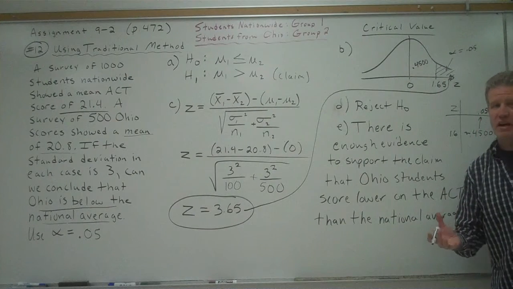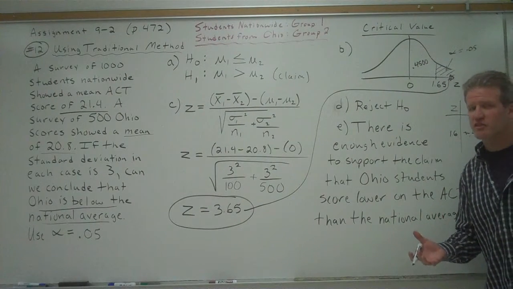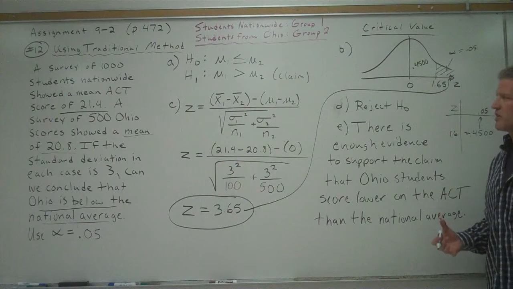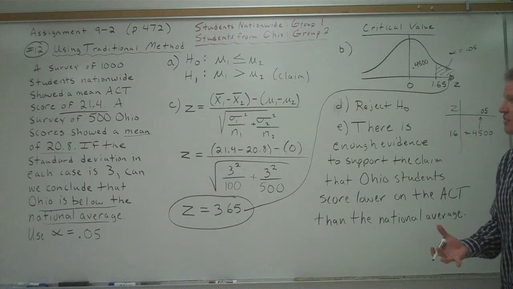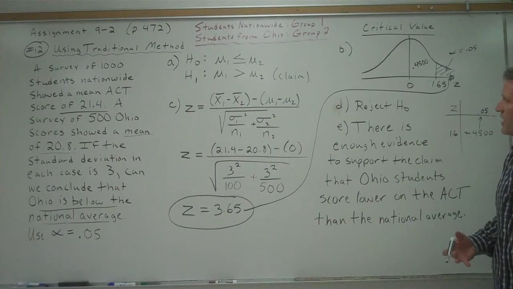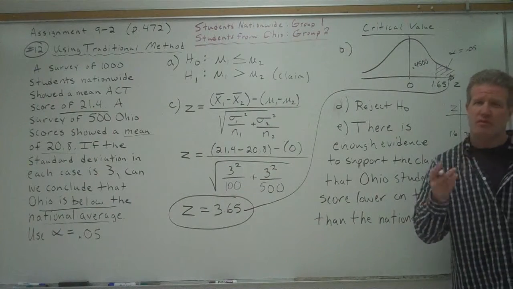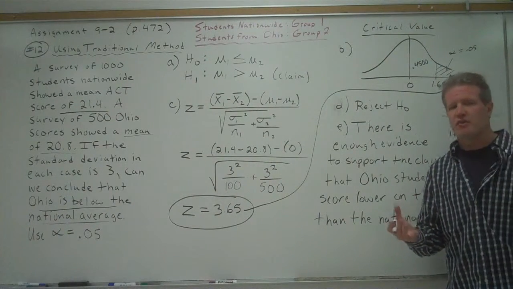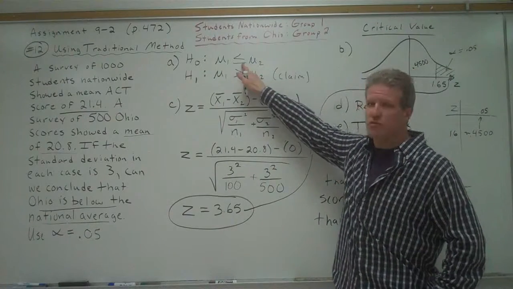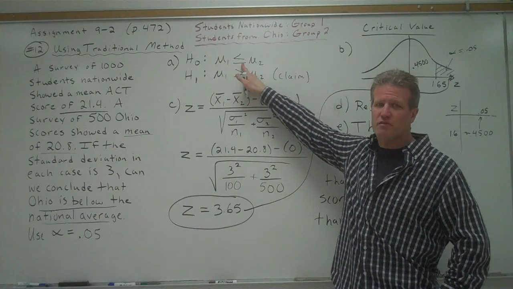And I want to point out that we didn't prove anything. When you do hypothesis testing, you're not really proving anything, but we're saying there is enough evidence, though, to support that claim. Now keep in mind our alpha was 0.05, meaning that there's a 5% chance of type 1 error. What that means is that even if the null is true, there's still a 5% chance of rejecting that null.